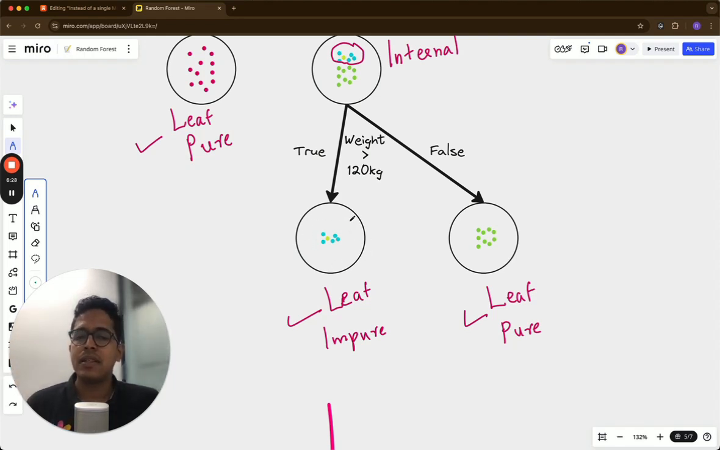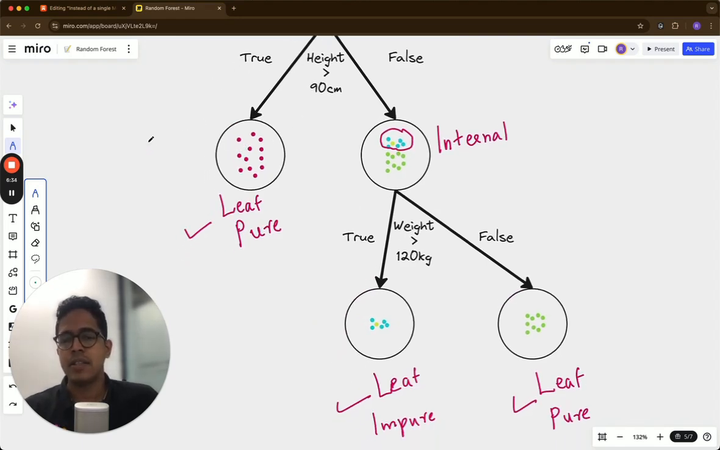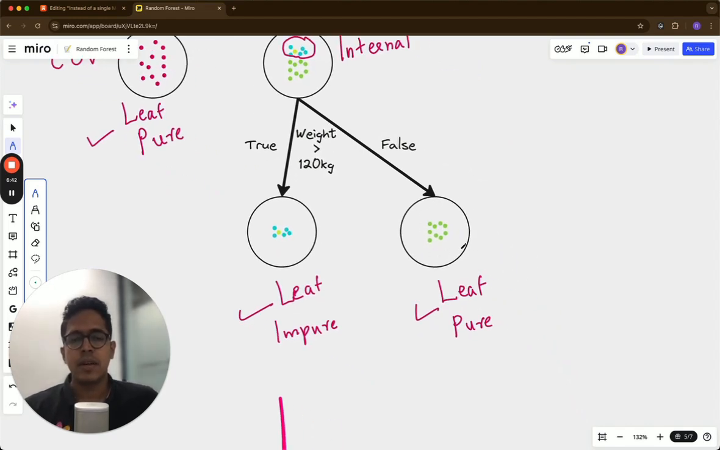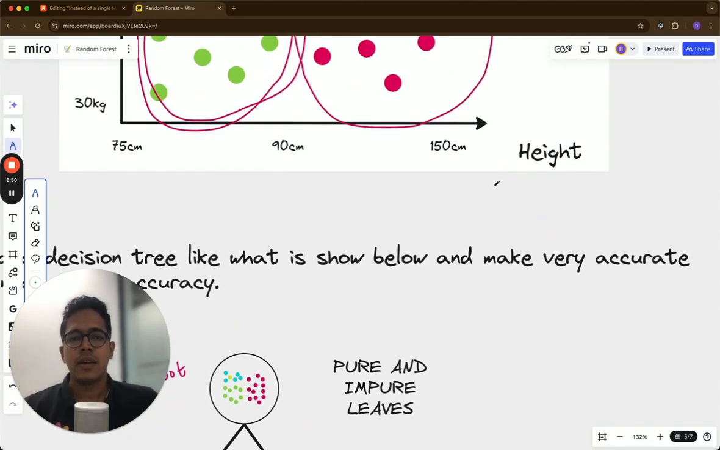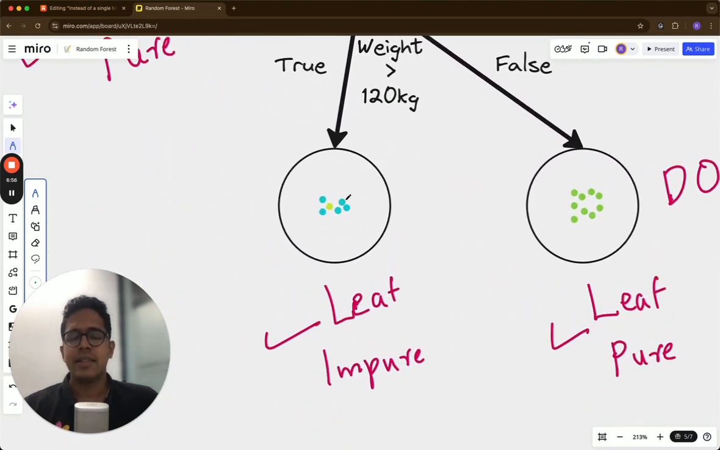But what prediction will this node make? The prediction made by this node is always that whatever data set ends up here, this will say it's a cow. So this node says that the prediction is cow. This pure leaf node says the prediction is green, which is dogs, right? So this will say that the data is a dog. And what about this node? Here it's like a democracy. So you predict based on whichever data set is dominating that node. So here blue is dominating, blue is pig. So this will say that it's a pig.